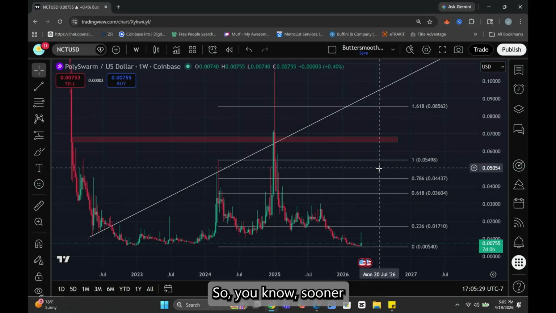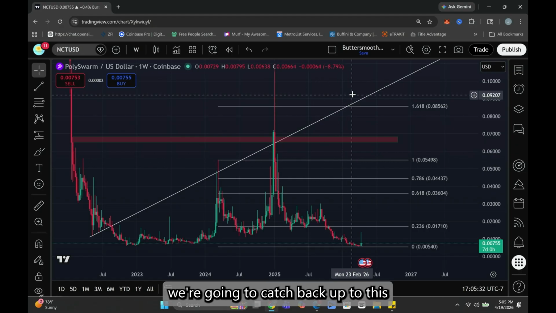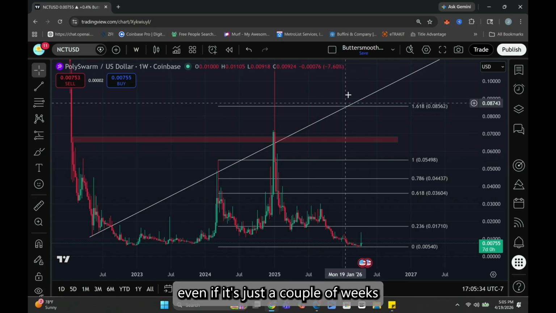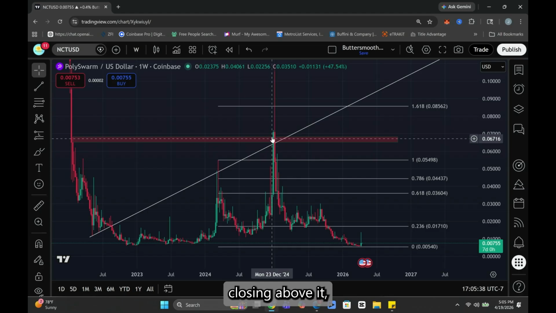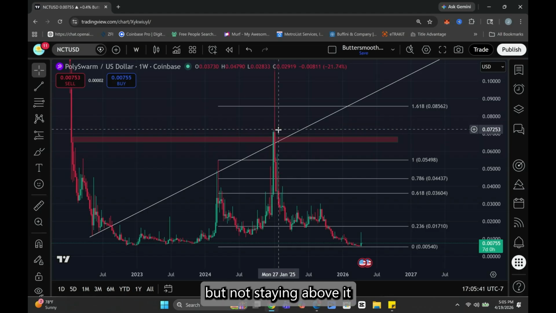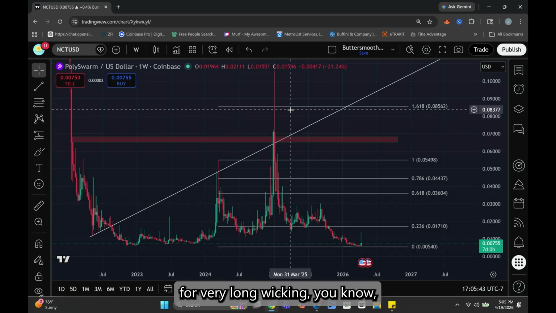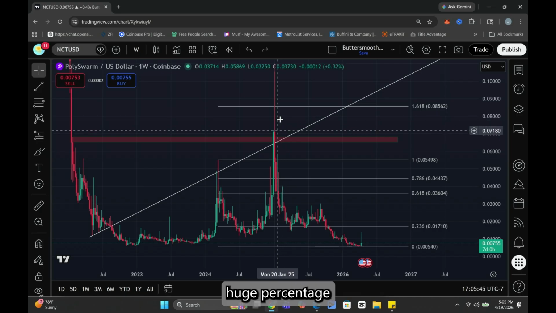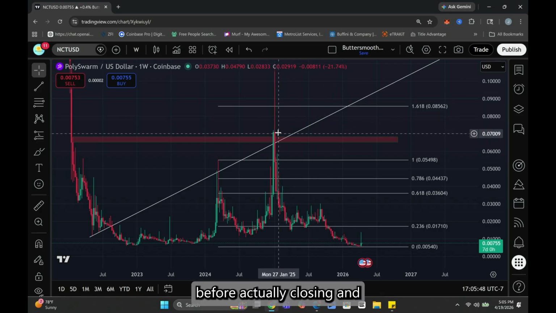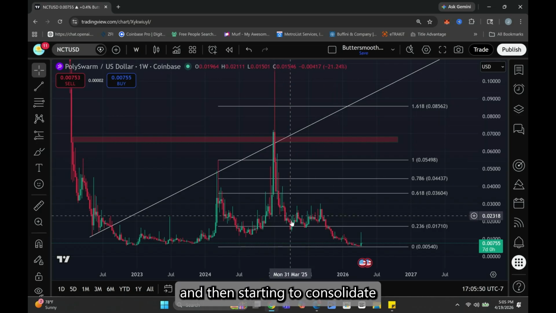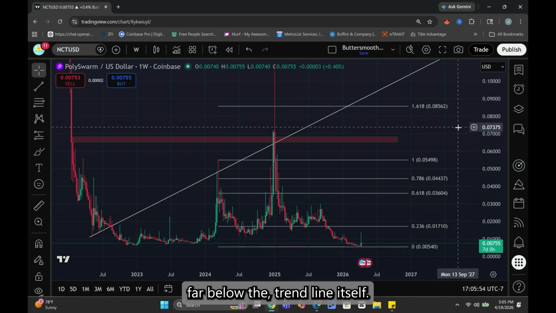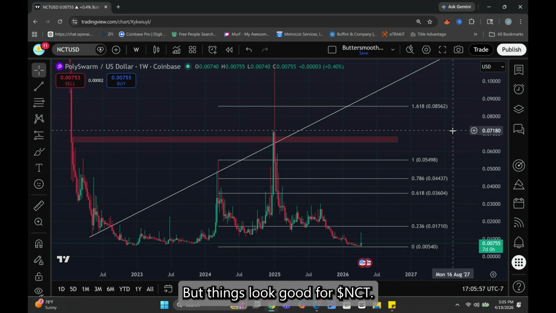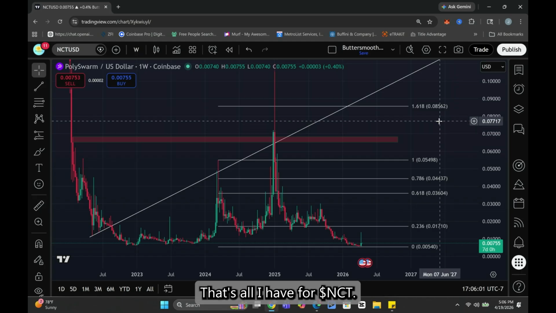So, sooner rather than later, we're going to catch back up to this trend line, even if it's just a couple of wicks above it, right? Couple of wicks above it, couple of candle bodies closing above it, but not staying above it for very long, wicking a huge percentage above the actual wick before actually closing and then starting to consolidate far below the trend line itself. But things look good for NCT. Again, we're waiting for that altcoin season. Let's get it going. That's all I have for NCT.